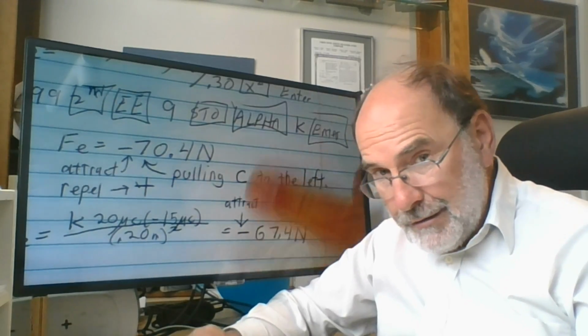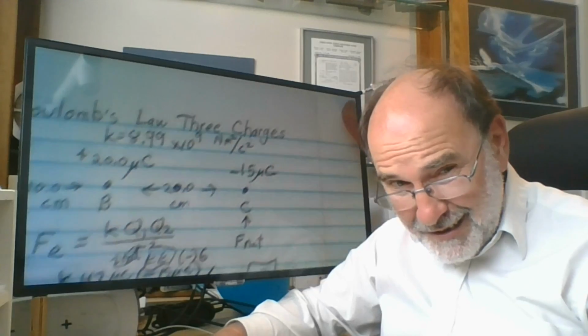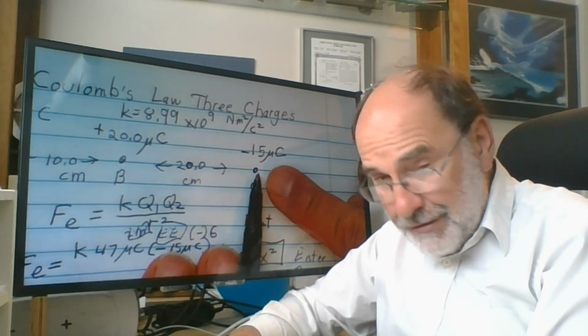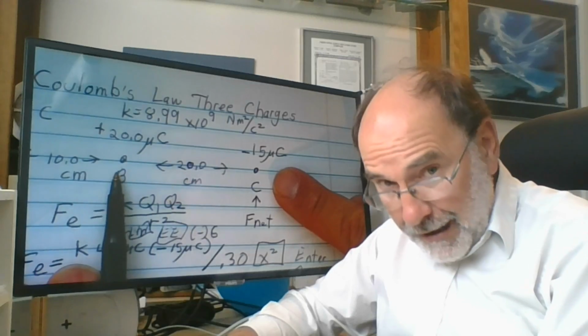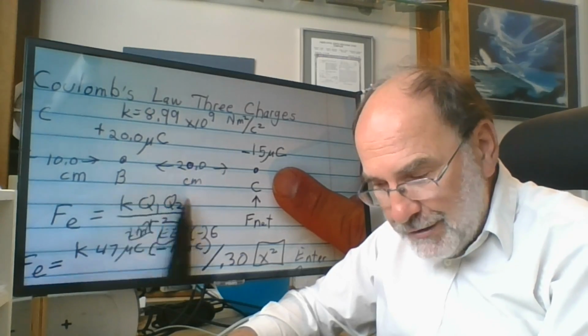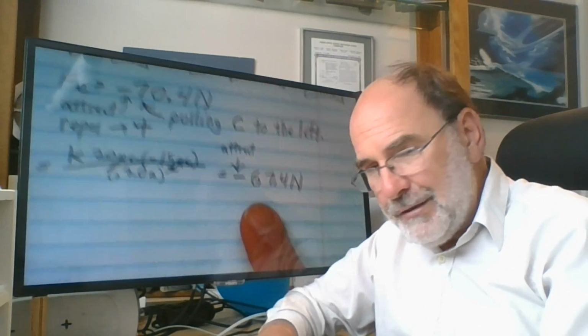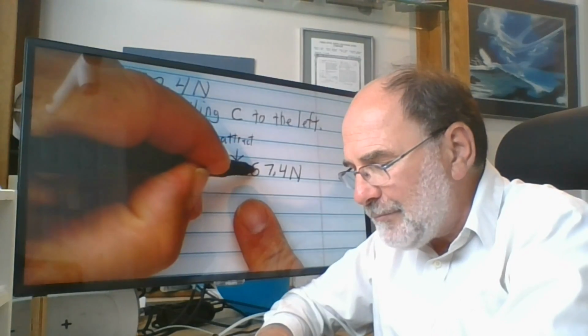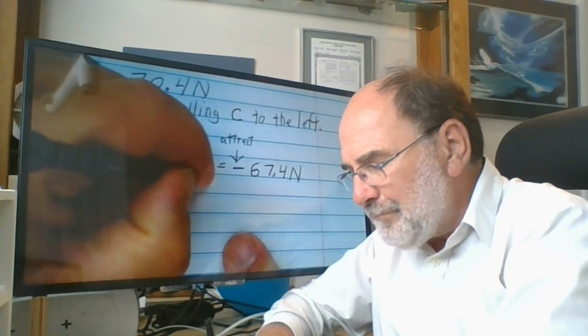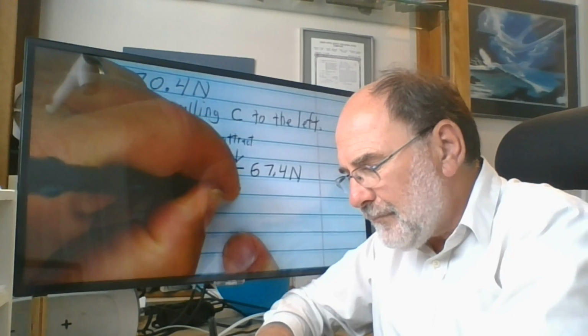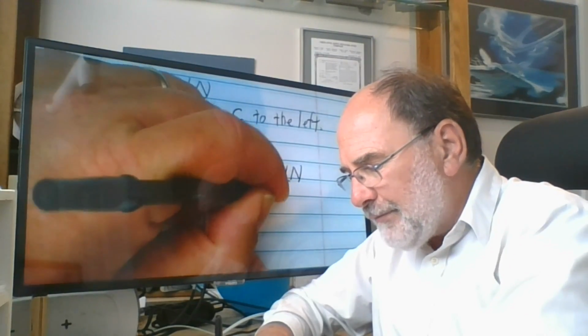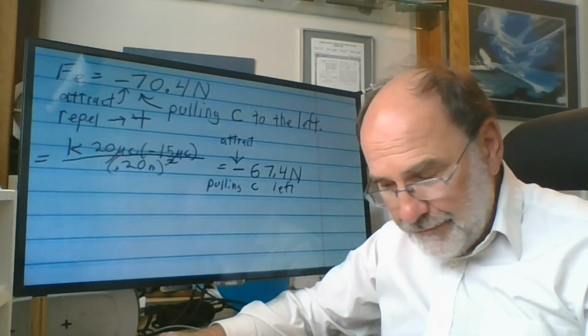And now look at the geometry of the problem. Where is that other charge? Well, here we are on charge C, and we look off to the left, and we see charge B pulling us to the left. So this is a magnitude of 67.4 newtons pulling C to the left.